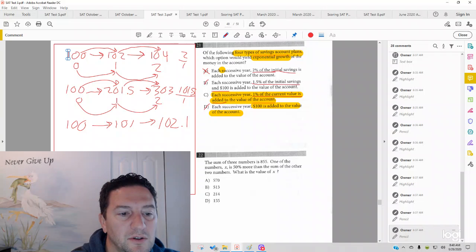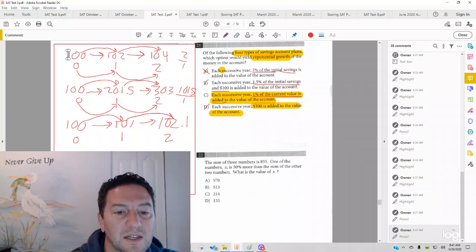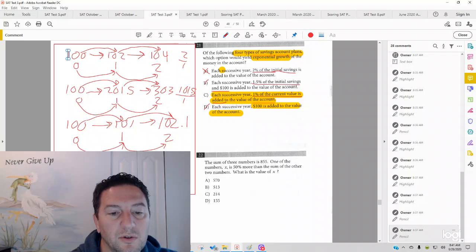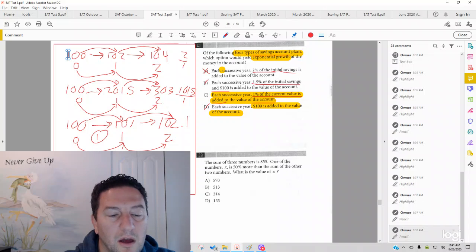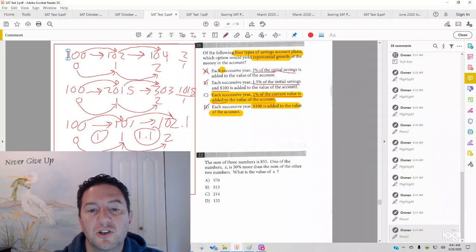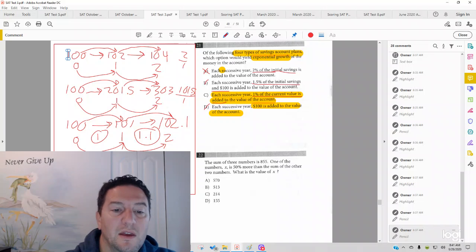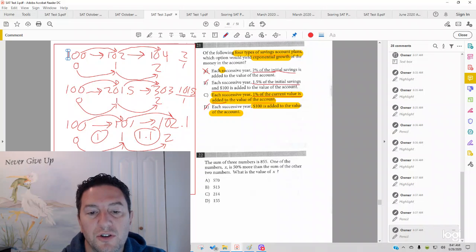$102.10. So here's year 0, here's year 1, here's year 2. You can see that this increase is $1, but this increase is $1.10. So when you increase 1 and you increase 1, you can see your slope changes. Between here and here, your slope is 1. Between year 1 and 2, your slope is 1.1. So that is an indication of exponential growth. When your slope changes, if it increases each year, it's going to be exponential growth.